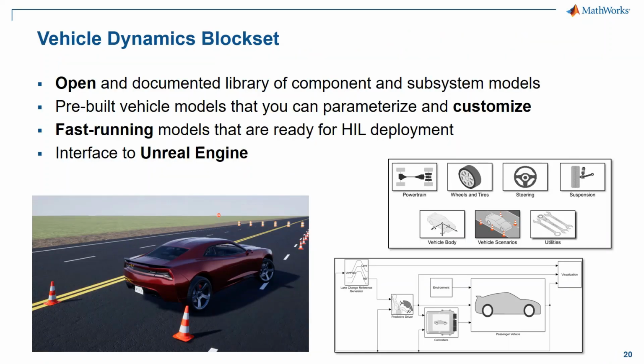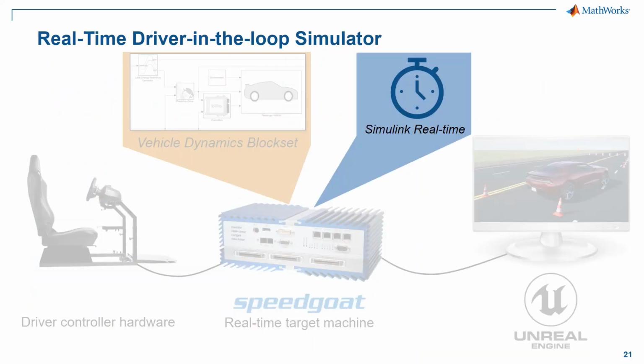So in summary here, the vehicle dynamics block set is providing you this library of components that are open and customizable for those subsystems. So you can really take the subsystems that we give you as a starting point and then create your own particular variants from that. They're fast running, so these are really intended for HIL deployment, as you'll see with the next part of the presentation. And Abhi will talk about how he connected this with the Unreal Engine using Simulink Real-Time and the other pieces that we'll show you in a minute. So with that, I'll turn it over to Abhi.